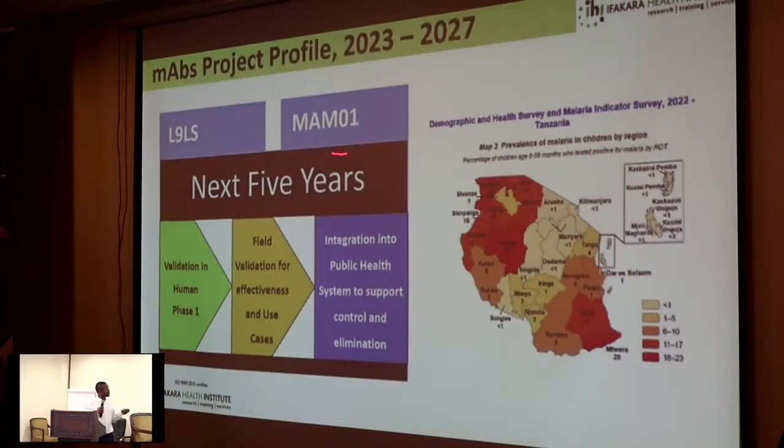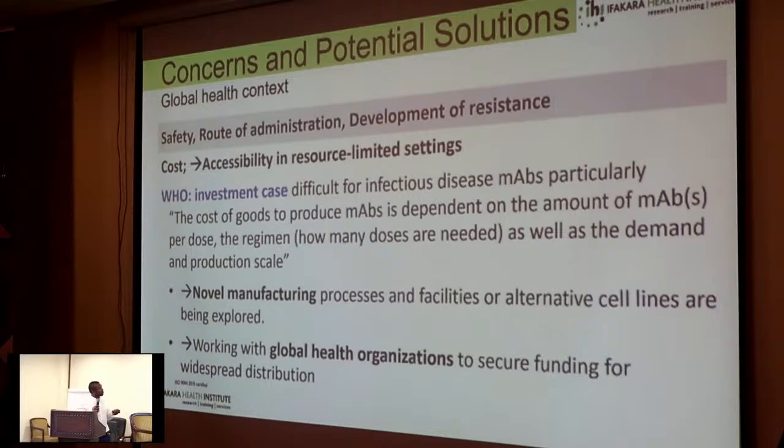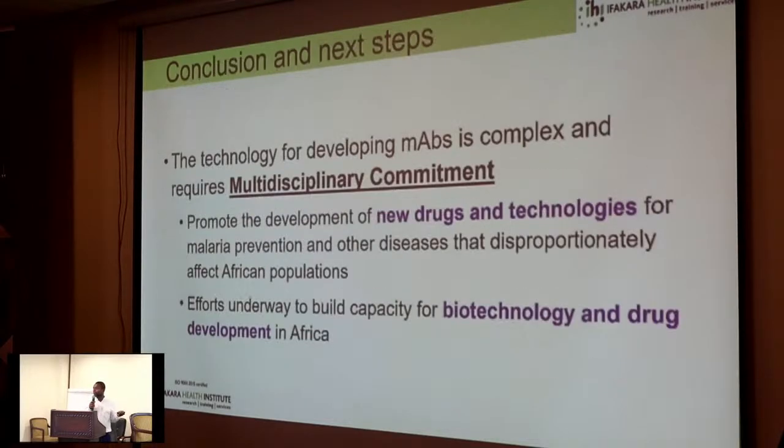This is just the plan for the next 5 years. MAM01 is also another potential monoclonal antibody that is produced by Bill and Melinda Gates, and the ones that I mentioned by the NIH. I think these are just the concerns and potential solutions that we can discuss on the side after the presentation, and these include the safety issues, the cost of production, and also the manufacturing processes and the opportunities that are here in Africa that we can be involved in. Generally, the technology requires multidisciplinary commitment, and I think we are doing that right now. Thank you so much.